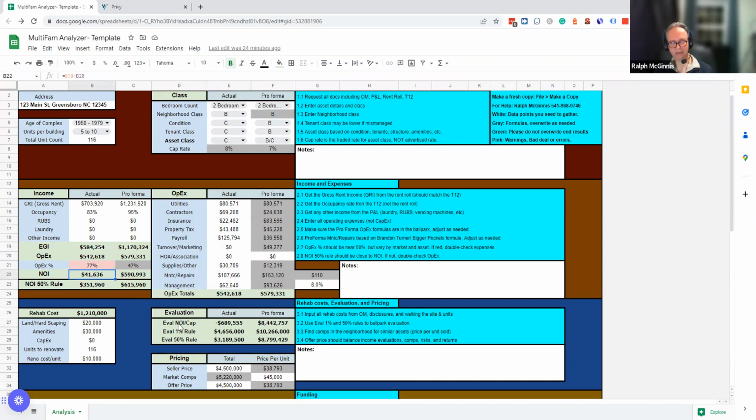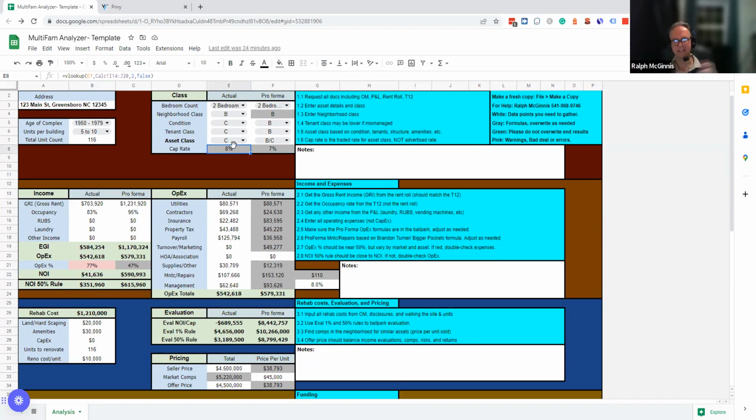So the evaluation of NOI over cap, which is the real professional way of doing it, you have to find the NOI, and then you have to know your market cap rate. What's it trading at? Well, what the cap rate is trading at is going to depend on several factors, even within a specific market. The main thing it's going to depend on is your asset class. Is it a class A, a class B, a class C?